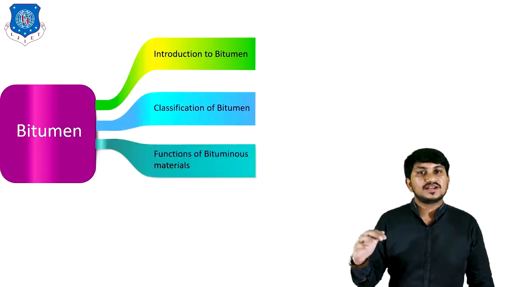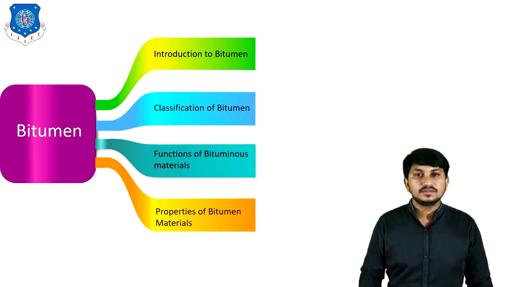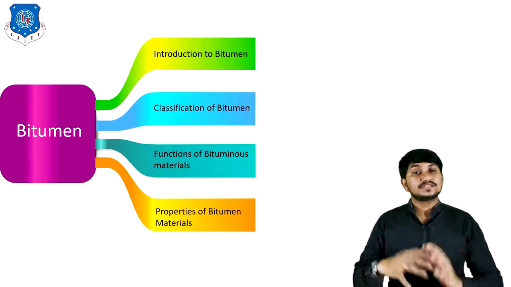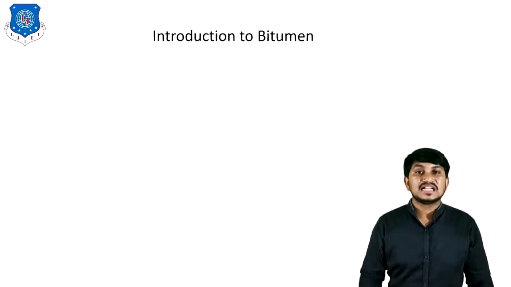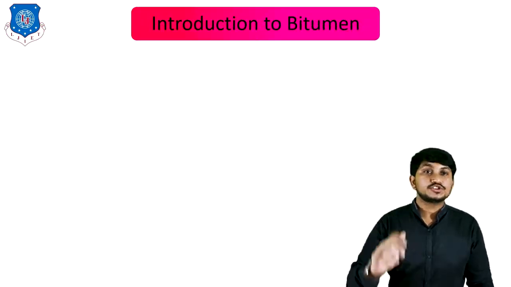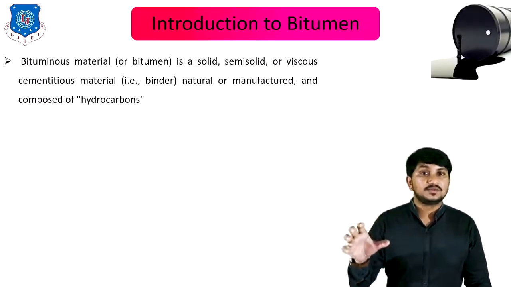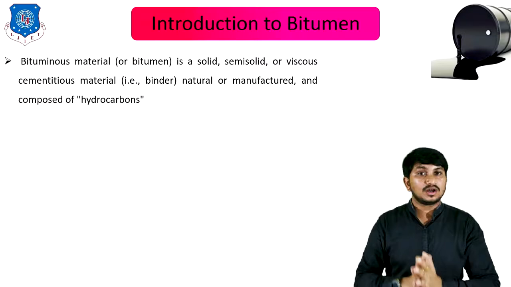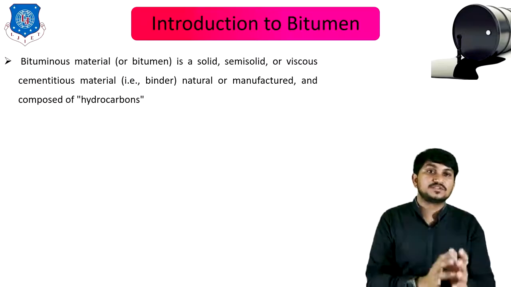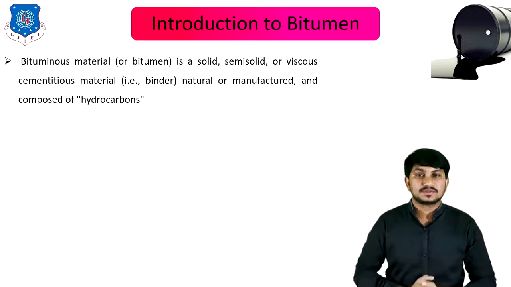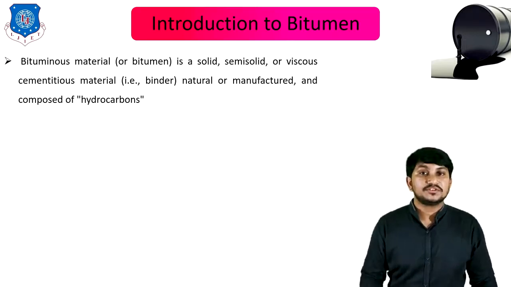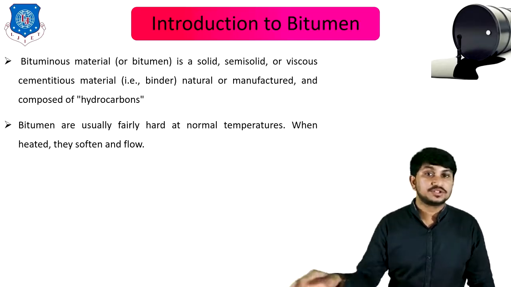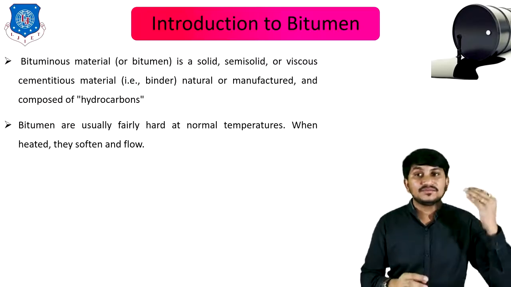In which first we will discuss what is bitumen, then classification of bitumen, various functions of bitumen and various properties of bitumen materials. Let's start with what is bitumen or introduction of bitumen. Bituminous material or bitumen is a solid, semi-solid or viscous cementitious material or binder, natural or manufactured and composed of hydrocarbons. This is called as bituminous material. These bitumen are usually fairly hard at normal temperature. When heated, they soften and flow like this.